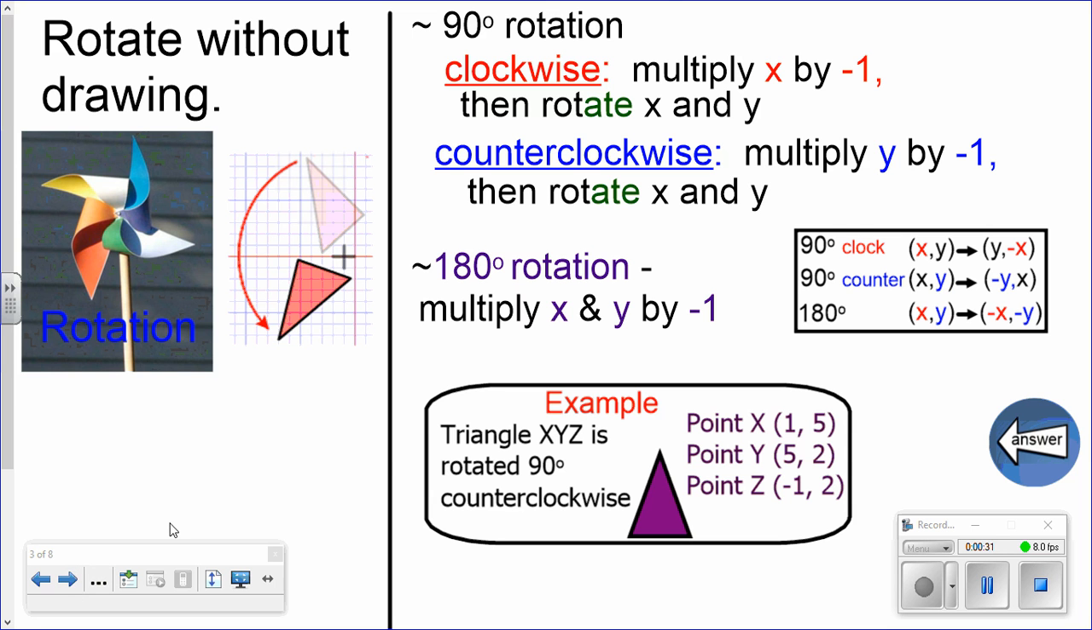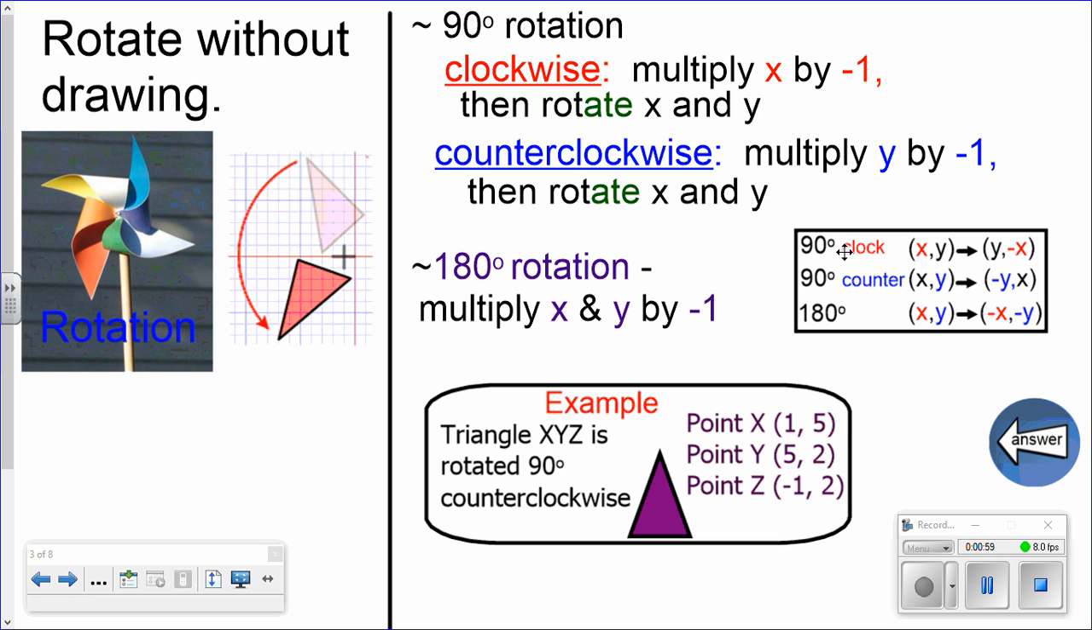So to rotate it without drawing, a 90-degree rotation, if it's going to go clockwise, first you're going to multiply the x by -1 and then rotate the x and y. So just switch their places. So y comes first, then x. If it's counterclockwise, you're going to multiply y by -1 and do the same thing. Rotate the x and y. If it's a 180-degree rotation, you leave them, but you still multiply x and y by -1.